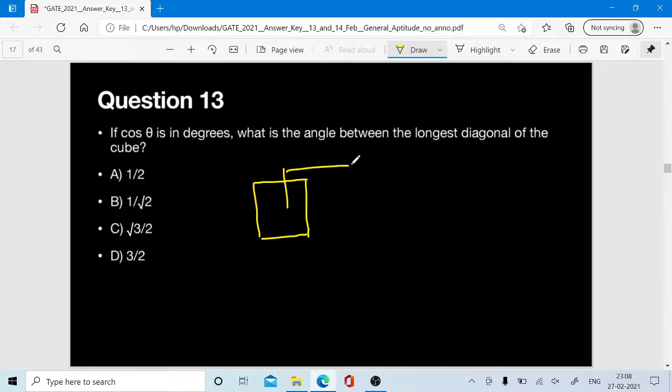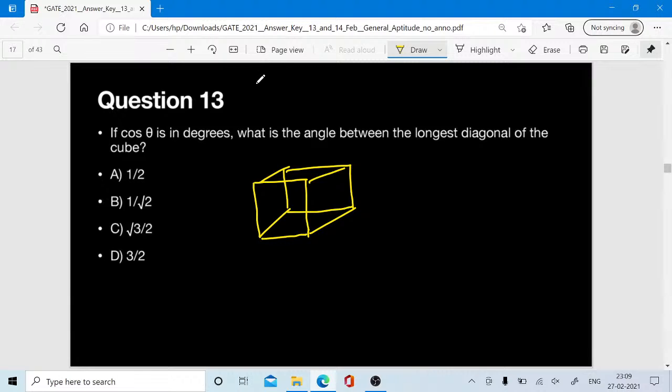So I am vaguely drawing a cube, so please don't go by my drawing. Here it is, a cube. When I draw this cube, you can see that they have asked what the cos theta is, in degrees. What is the angle between the longest diagonal of the cube?